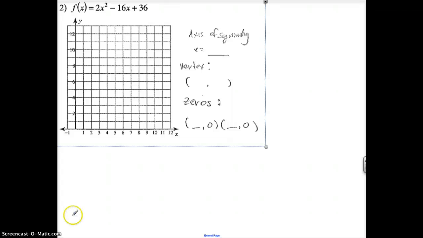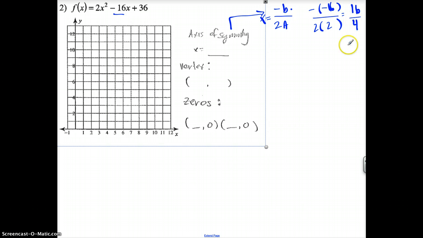So we're going to start with negative b over 2a. That is our axis of symmetry. That's why it's always listed as x equals. It's going to be an x line. So negative b over 2a, our b value is negative 16, and our a value is positive 2. Negative times a negative is a positive 16 over 4. 16 divided by 4 is 4. So our axis of symmetry is 4.